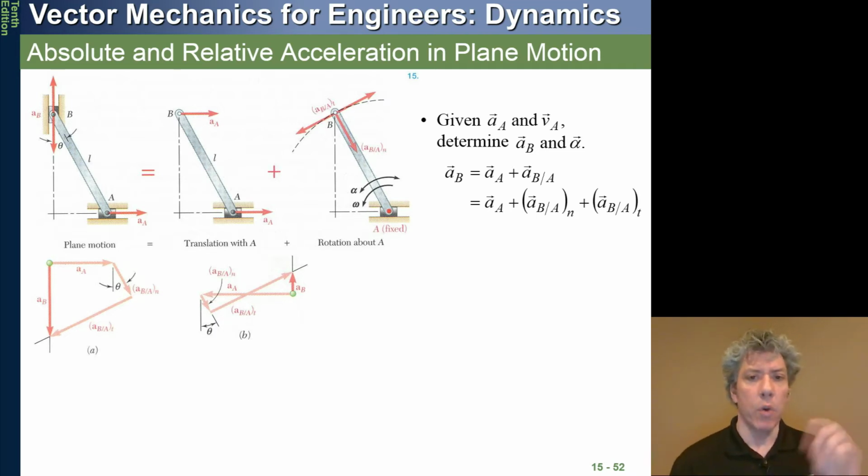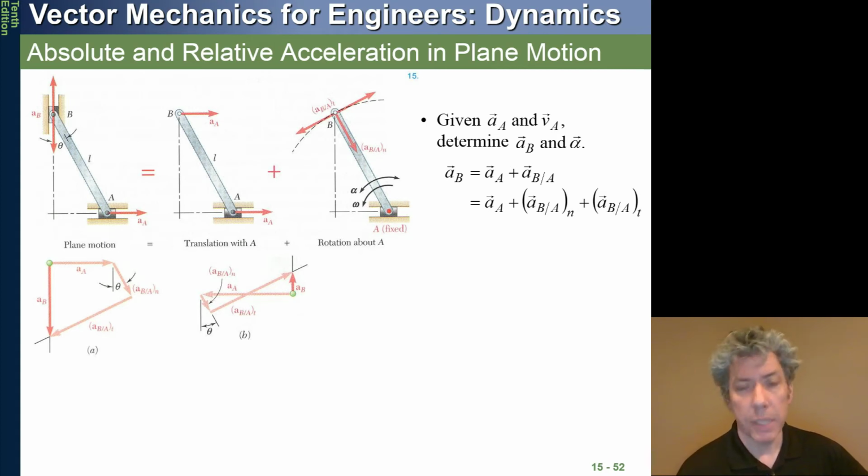Now, again, the relative normal acceleration, the acceleration of B with respect to A in the normal direction, is going to be fairly short because the angular velocity is fairly small, but it still has to point from B to A. So we'll just draw a short vector. You see it there in the left of figure b. And then the tangential piece would have to go up and to the right in order to give us an acceleration of point B that is vertical.